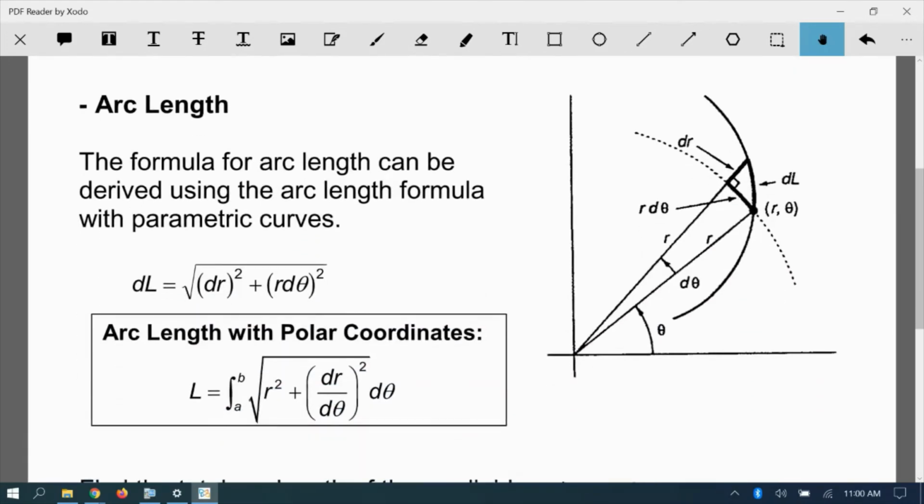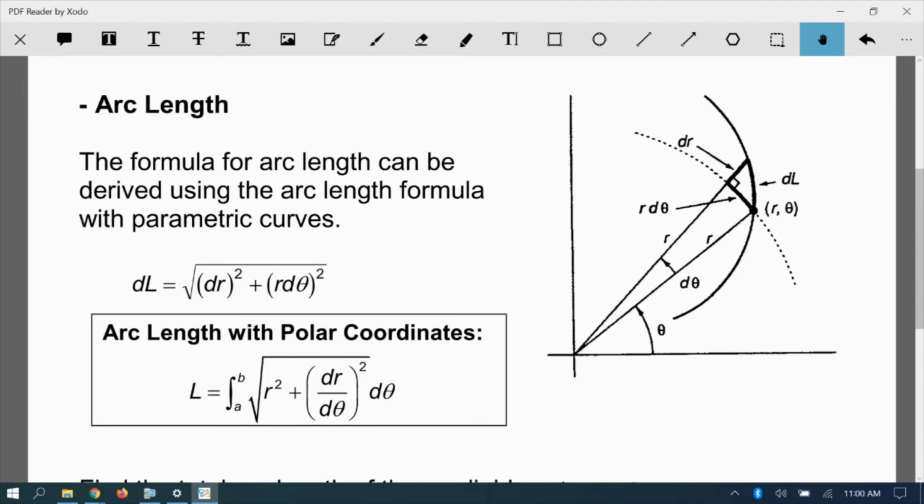Okay, so for arc length, again, we have the same derivation that we were looking at before with arc length. The only difference now is the distances that we're using for the change in x and the change in y are a little bit different. So you can see that where we had dx and dy before, now we have dr, or the small change in the radius, and then for that right triangle there, r d theta would be the other leg on that right triangle.